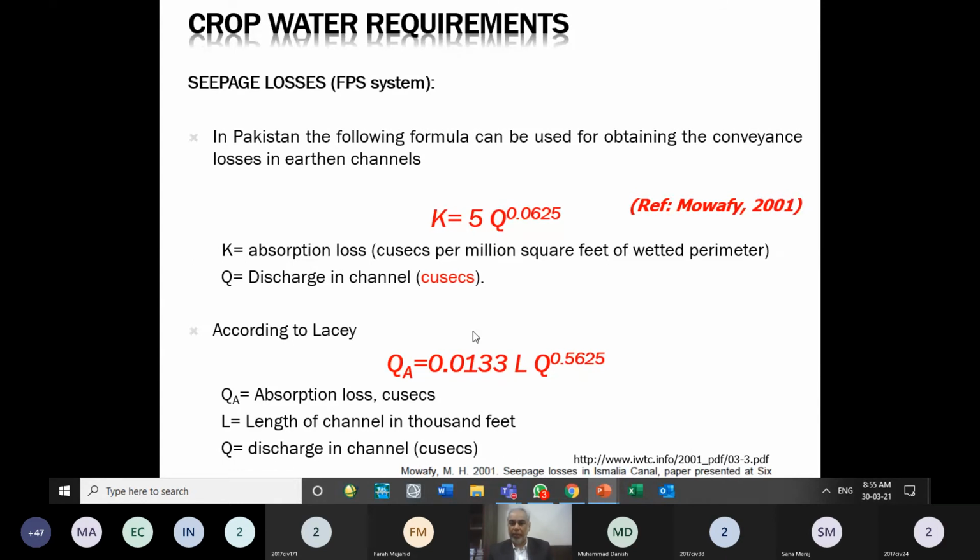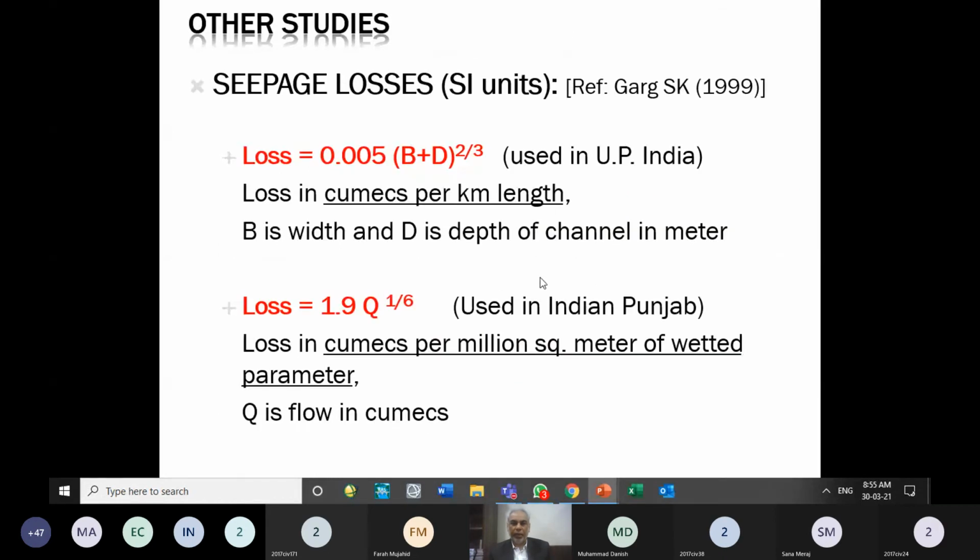in the canal system. So this gives you losses in Q6 for a certain length of the canal, and this gives you losses per million square feet of the wetted perimeter. Either way, you can calculate it. In SI system, you will find some formula given in the book of S.K. Garg, Santosh Kumar Garg. He mentioned this for Indian area, but in the eastern side of Pakistan, especially Punjab, they have a similar condition as the western part of India, like Uttar Pradesh and Indian Punjab. So they are successfully using this formula in SI system.